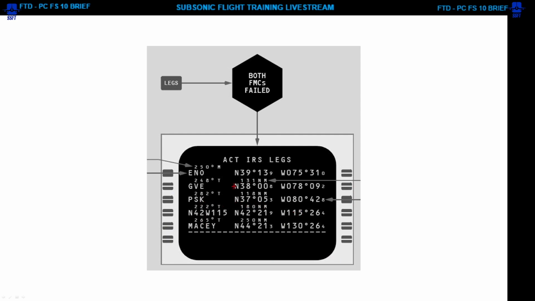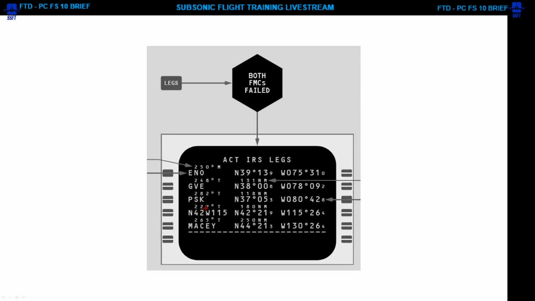Because what it's really doing is it's going to this lat long. And that's what it normally does in normal operation, too. It's just that we can call it this, but it knows what the lat long is at that waypoint. But when we're in alternate navigation, it's going to that lat long that represents Papa Sierra Kilo. And we can call it Papa Sierra Kilo because it's remembered.